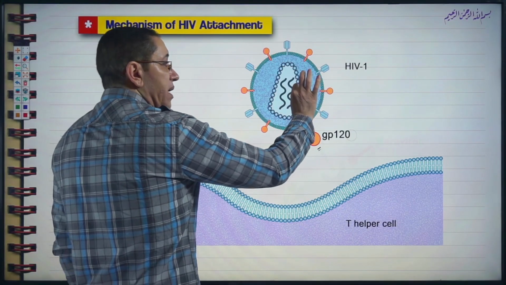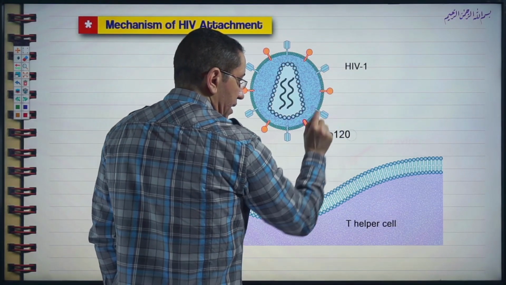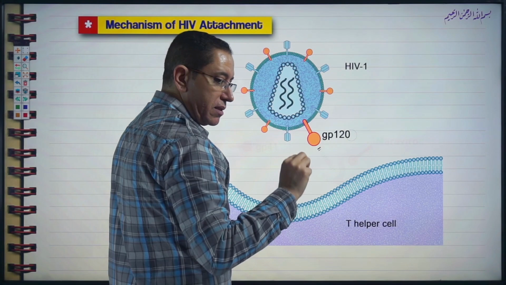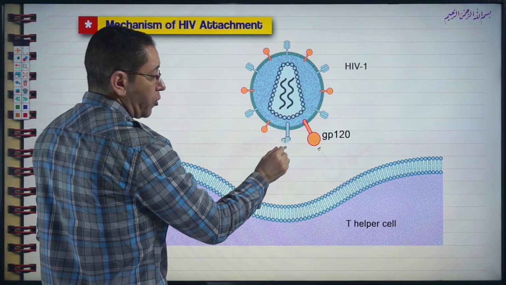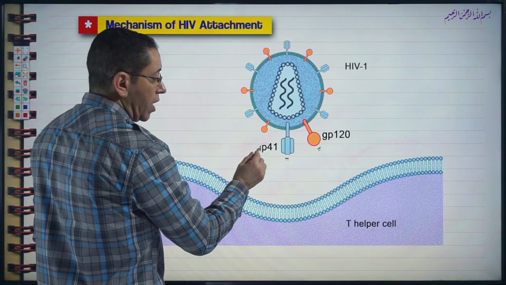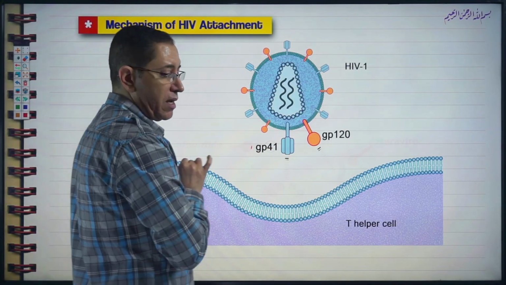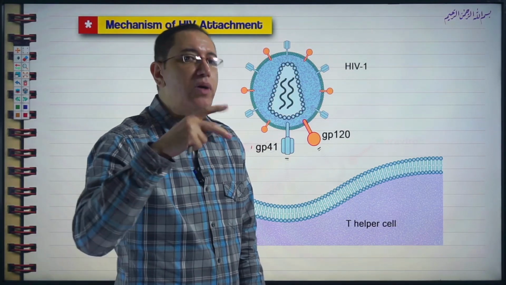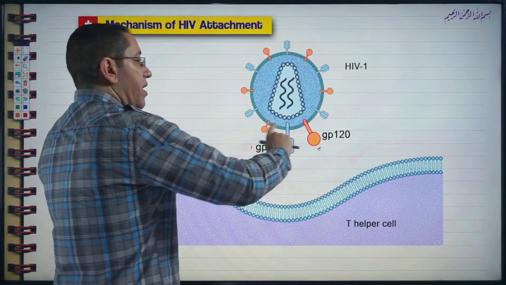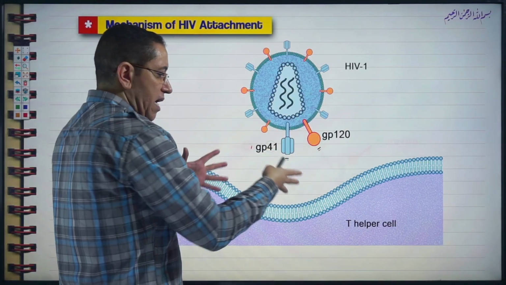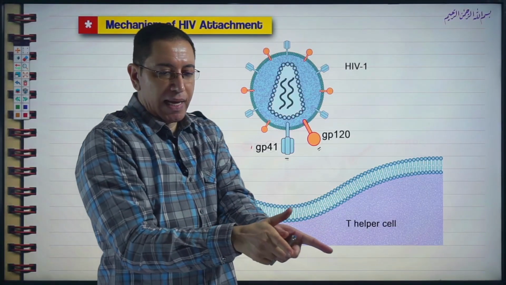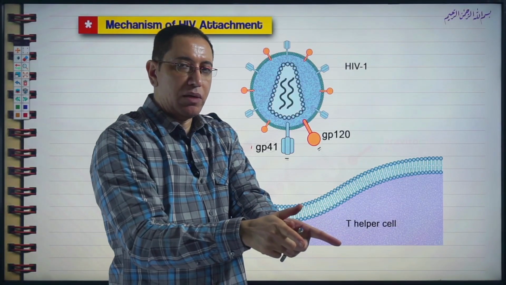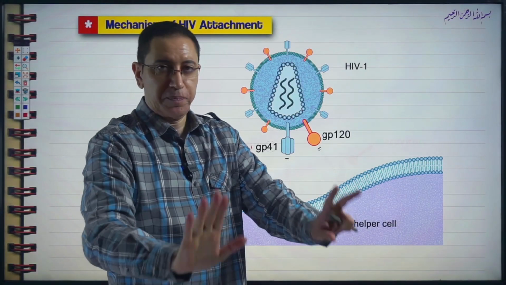So the first type of spikes is the glycoprotein. That's called glycoprotein number 120. This one in blue color is a glycoprotein, but of another type which scientists call glycoprotein number 41, and also the number corresponds to its molecular weight. Thus, the HIV virus attaches to the T helper cell by these two types of spikes. It goes and aims at the T helper cell by its glycoprotein 120 and glycoprotein 41.